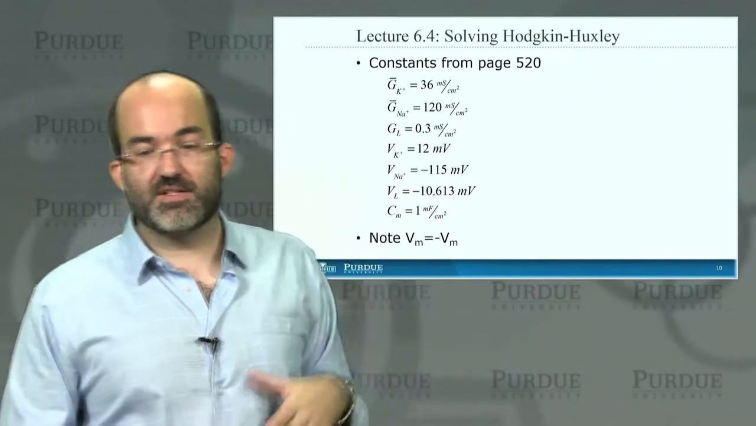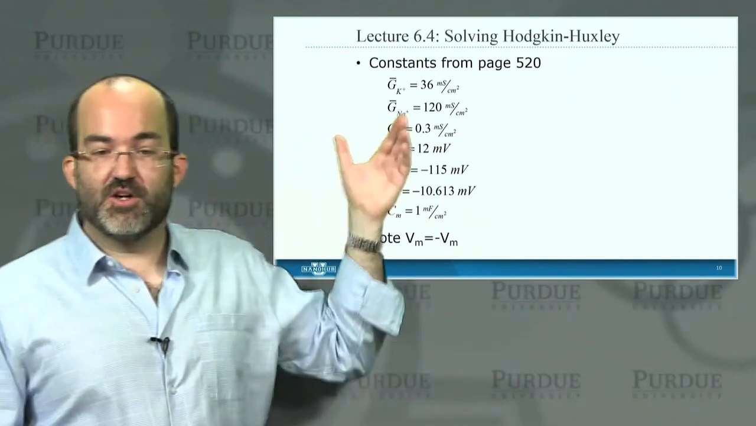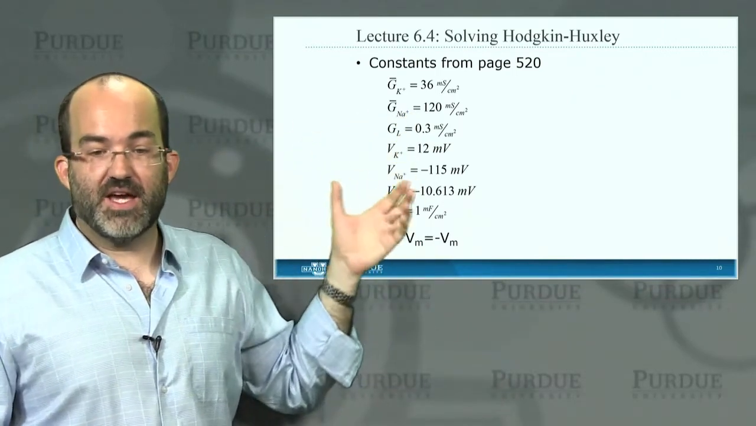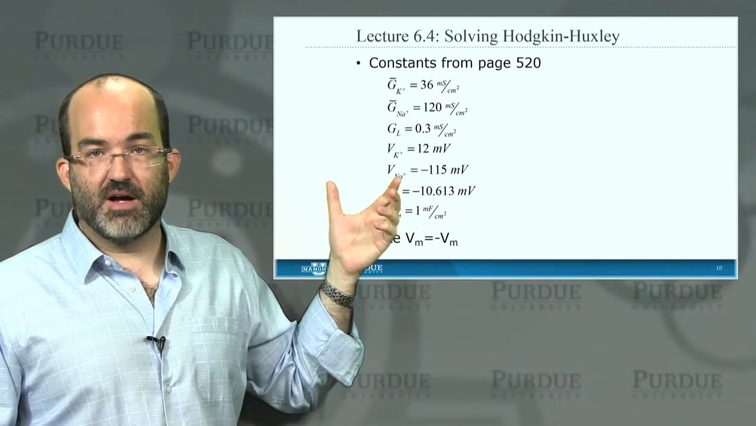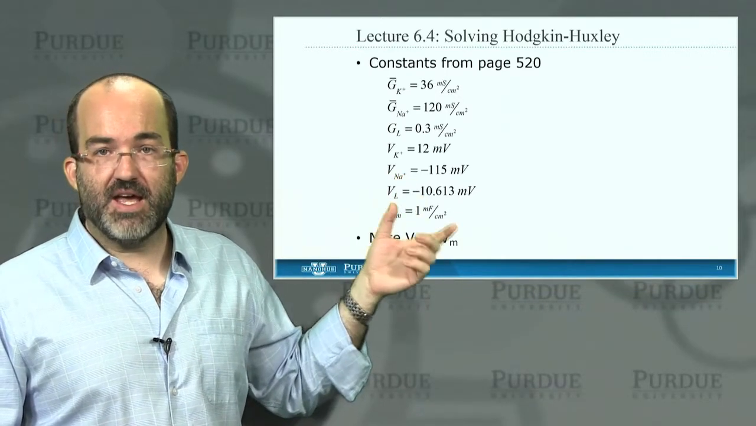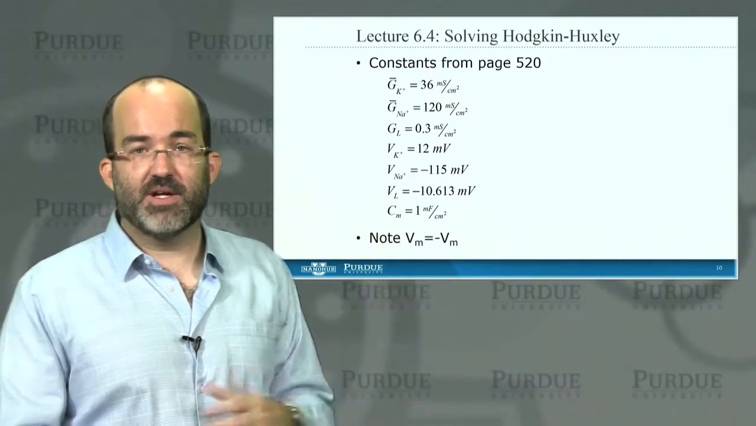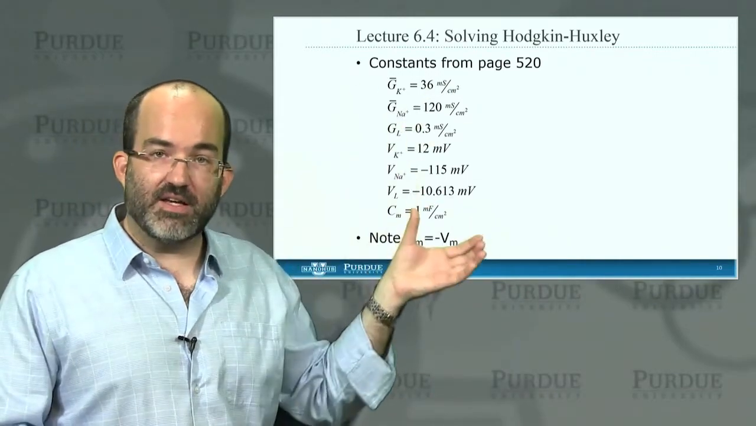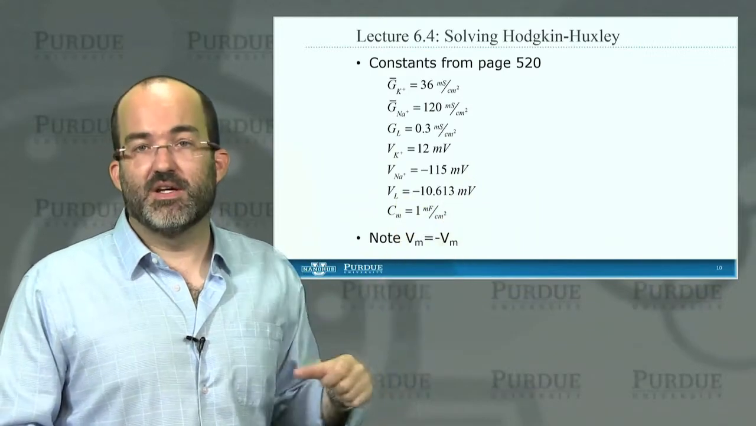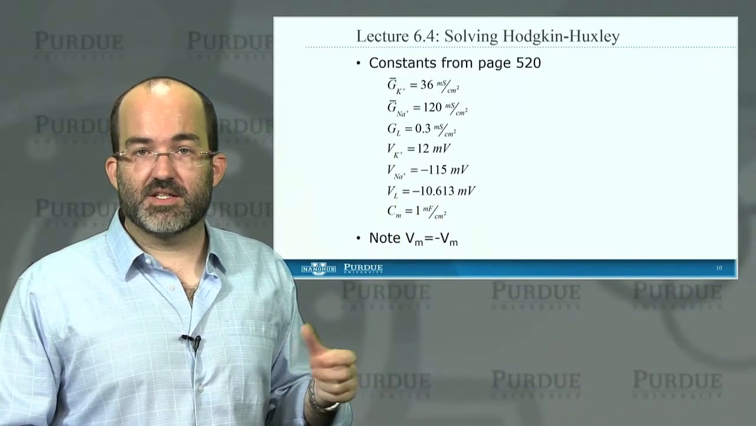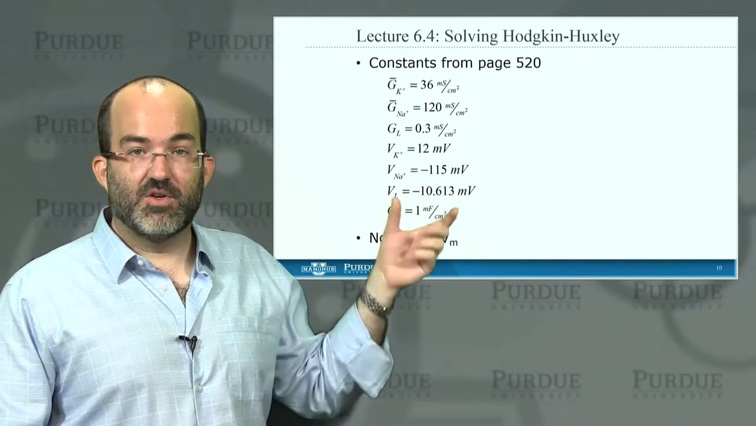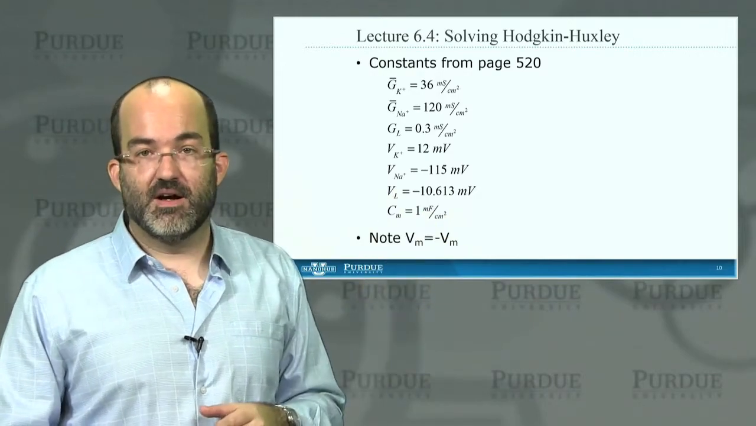And there are a series of constants that come up. There's Gk bar, Gna bar, Gl, Vk, the resting potential for potassium, Vna, the resting potential for sodium, Vl, the leakage resting potential, and the membrane capacitance. And all of these are given in the paper. They were all determined experimentally by Hodgkin and Huxley in the early 1950s. So you can find them on page 520 of the paper.